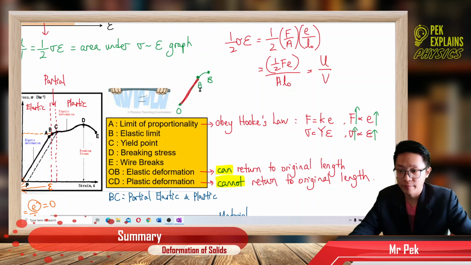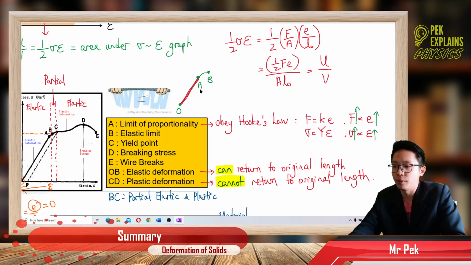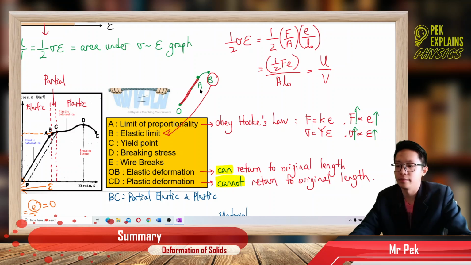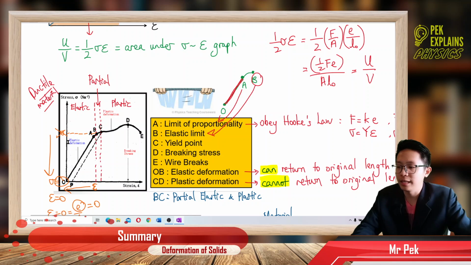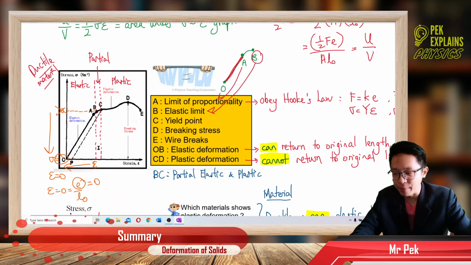However, elastic deformation does not end at point A. The elastic deformation continues until point B. Point B is the elastic limit. Point A is the limit of proportionality. Understand? So the wire shows elastic deformation until point B, the elastic limit. That means when you pull until the elastic limit and you release the stress, the wire can go back to its original length entirely. Understand?